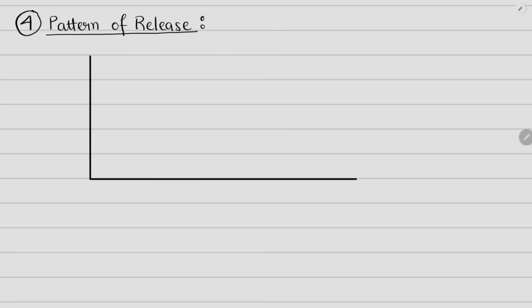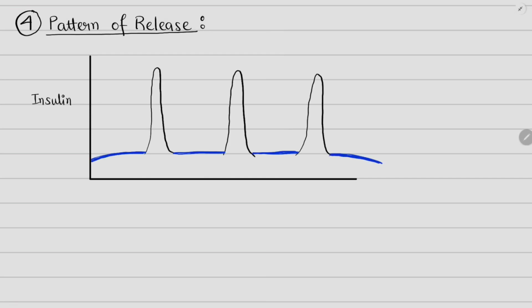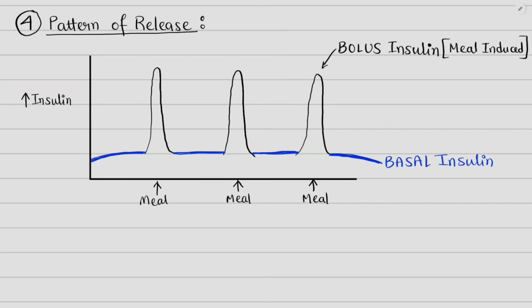Now let's see the pattern of release of insulin. So in the y-axis we have insulin and the graph looks like this. Now in the x-axis we have the time of the day, where the peaks of increase in insulin are due to the meal. So let's say a person has 3 meals in a day. At the time of the consumption of the meal, the insulin secretion increases. So there are two types of insulin levels in the body. Number 1, the basal insulin, and number 2, the bolus insulin. As you can see, the bolus insulin are the peaks of rise of insulin secretion due to meal, right?